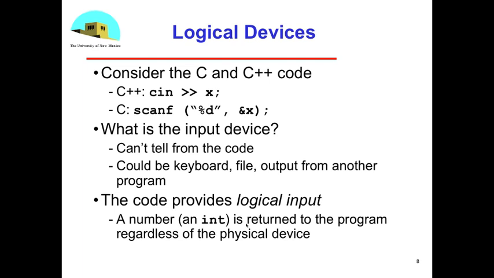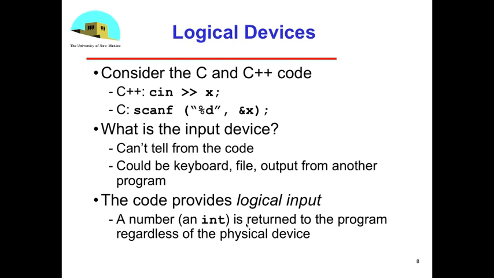It could be, if you're using chaining, the output of one program to the input of the next. The input might be coming from a file, depending on how you're running the program. It might be coming from the keyboard. And one thing is, you don't care. You want to write your program so it's independent of the particular physical characteristics of the device. So this is why we're saying this is a logical device. It's logically providing input in a certain form.